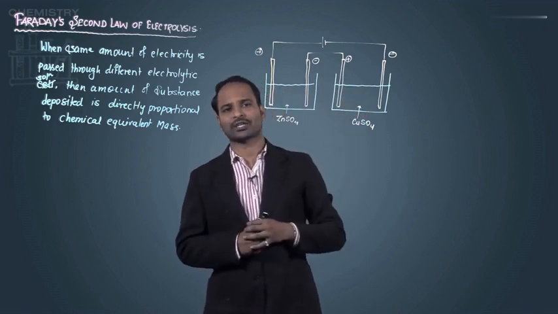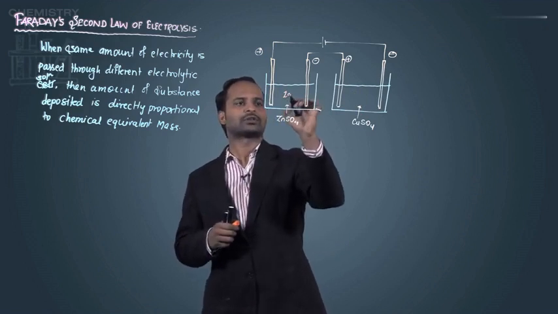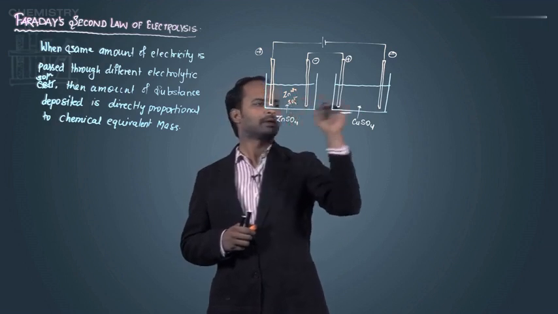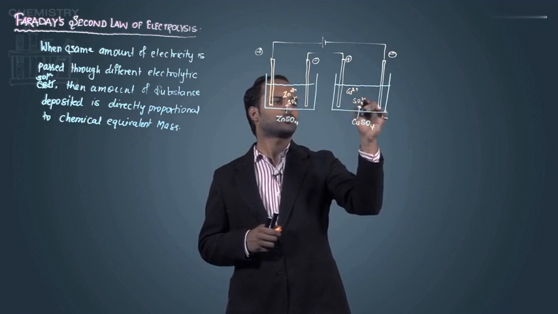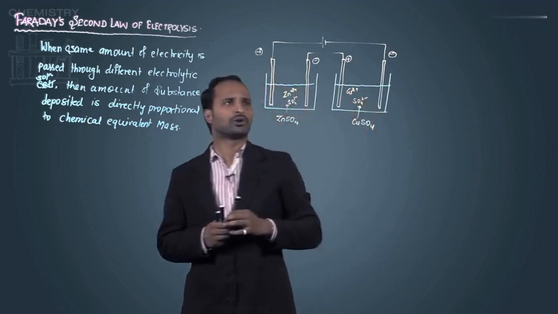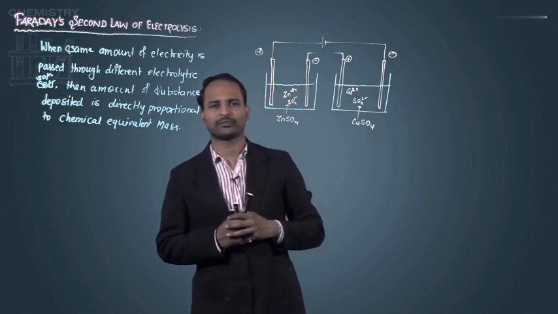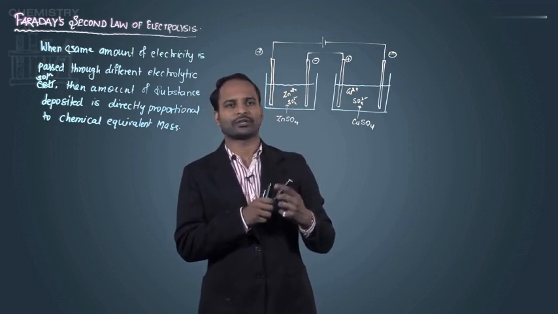Molten zinc sulfate is taken. That means here we have zinc ions and sulfate ions inside the container. Similarly, here we have copper ions and sulfate ions. In this case, the negative ion, the sulfate ion, is the same, but the positive ions are different. So let's talk about the positive ions only.